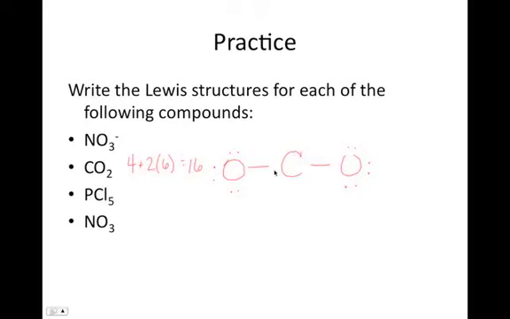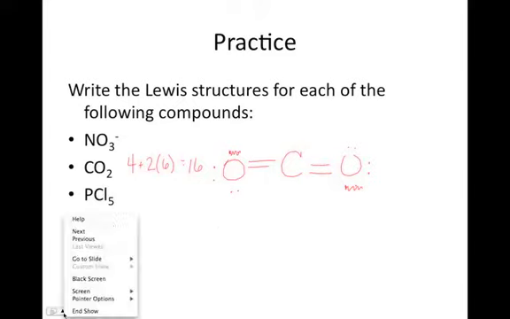But this doesn't put enough on the carbon. You notice carbon only has 2, 4. So we need to get rid of a pair here, make a double bond. Get rid of a pair here, make a double bond. Carbon always has to have 4 bonds. And so now we got 2, 4, 6, 8, 10, 12, 14, 16. Everybody has an octet, so everybody's happy.